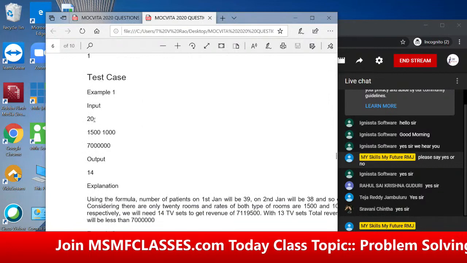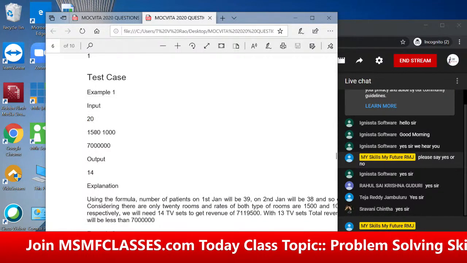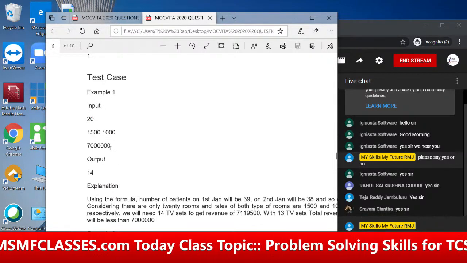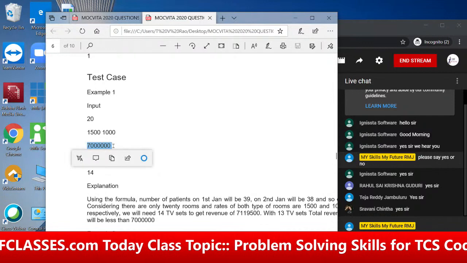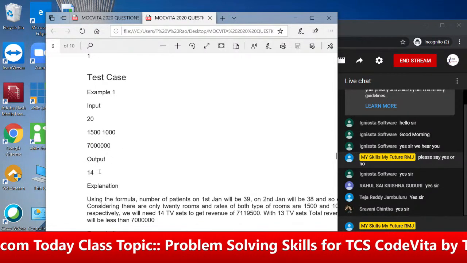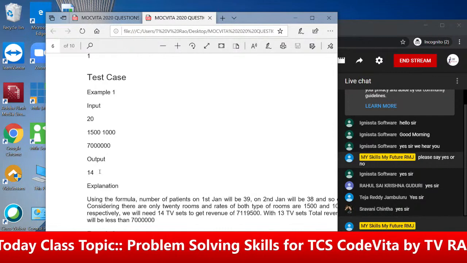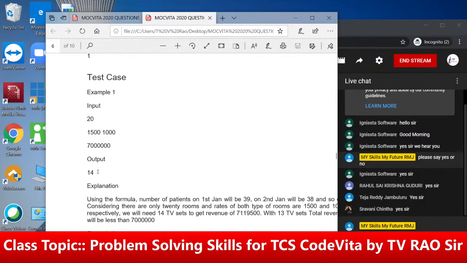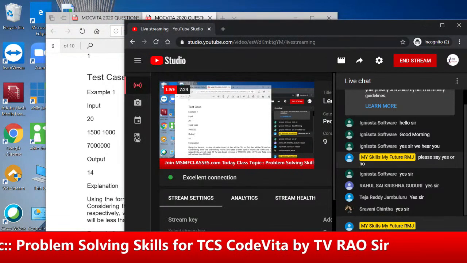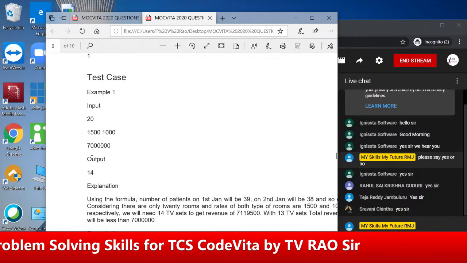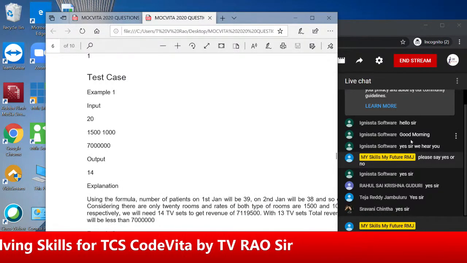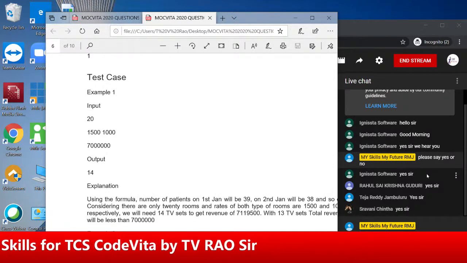First input is number of rooms. Second is tariff of room with TV, without TV. Okay. And this is budget. So to meet this budget, how many rooms with TV need to be occupied? Or how many TVs we should buy? Okay. Right. So I need response from all of you. Otherwise, I may not know whether you are following it or not.